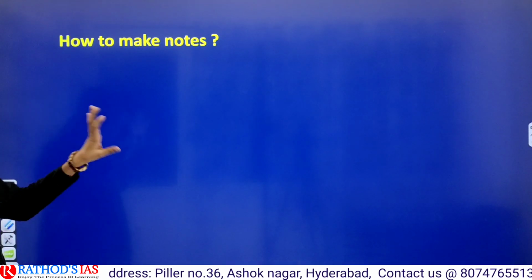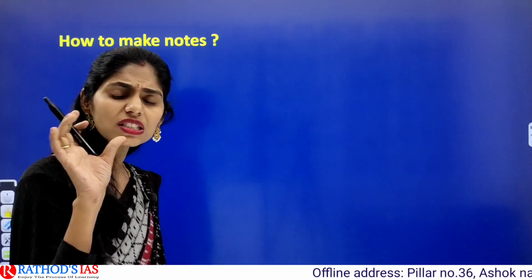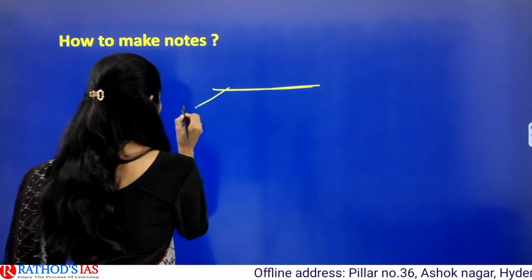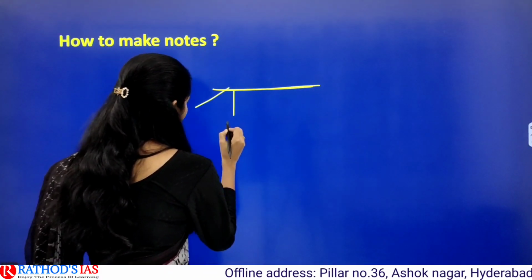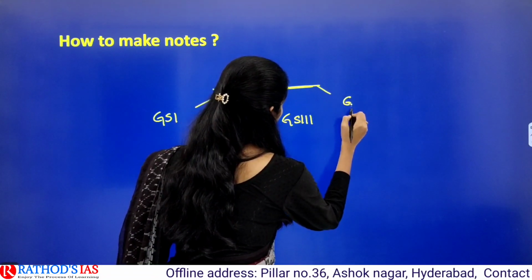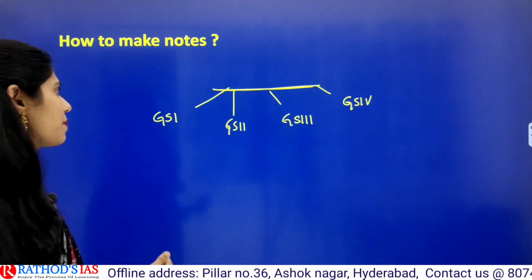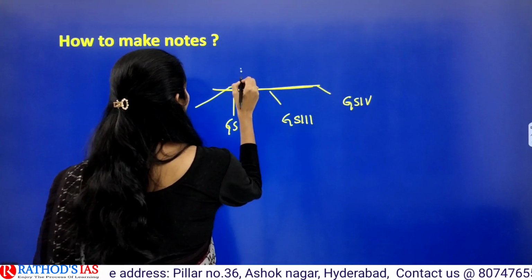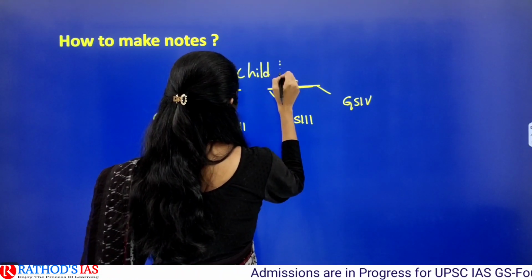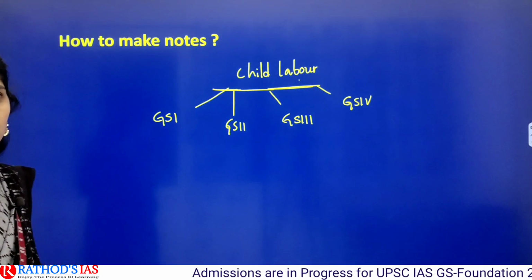And now this is the heart of this video, that is how to make notes. Whenever you are seeing any topic, try to draw GS paper 1, GS paper 2, GS paper 3 and GS paper 4. You have to know which subjects come under which part. For example, let us take the topic of child labor.